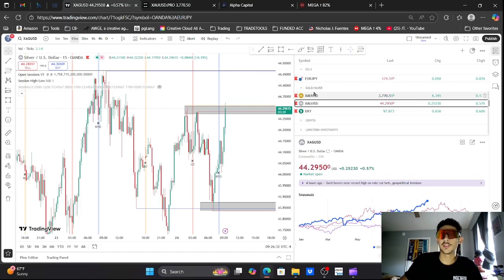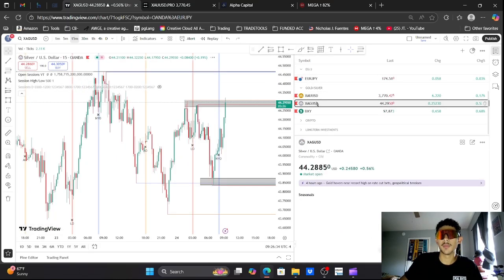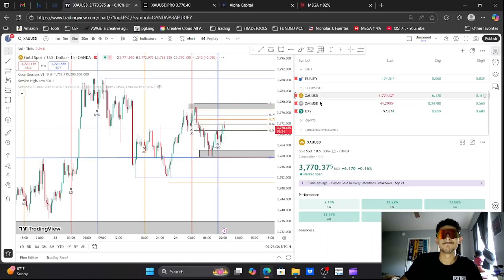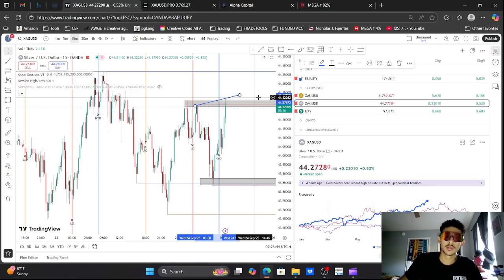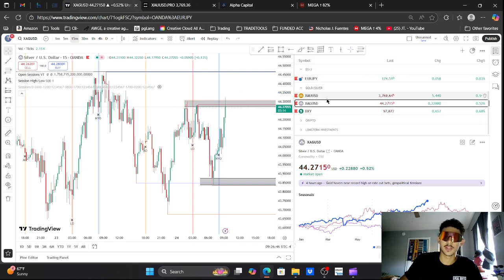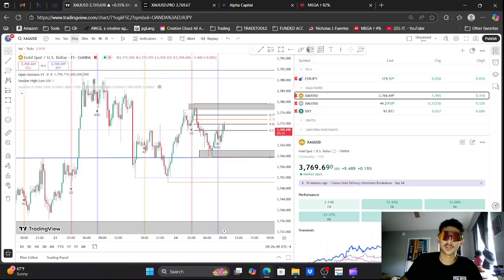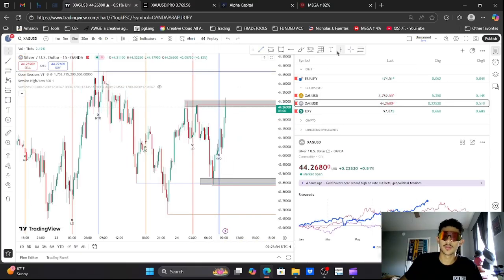I wouldn't consider these pairs. Maybe they are though, they move relatively equal. So for the sake of this, we'll call it a pair. Creating SMT, bearish SMT on gold and silver.